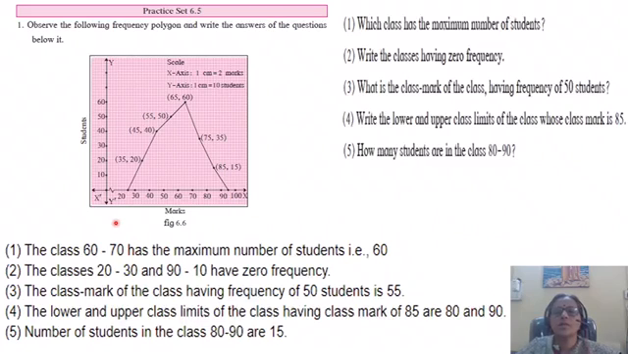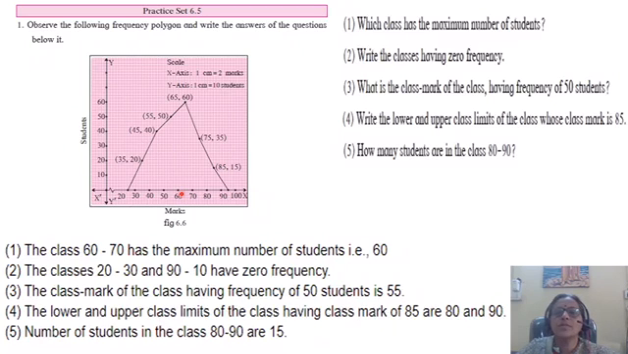First question, which class has the maximum number of students? Number of students are here. Which class has the maximum number of students? Observe, the maximum number of students is 60. This belongs to the class 60 to 70, which has the maximum number of students, that is 60.